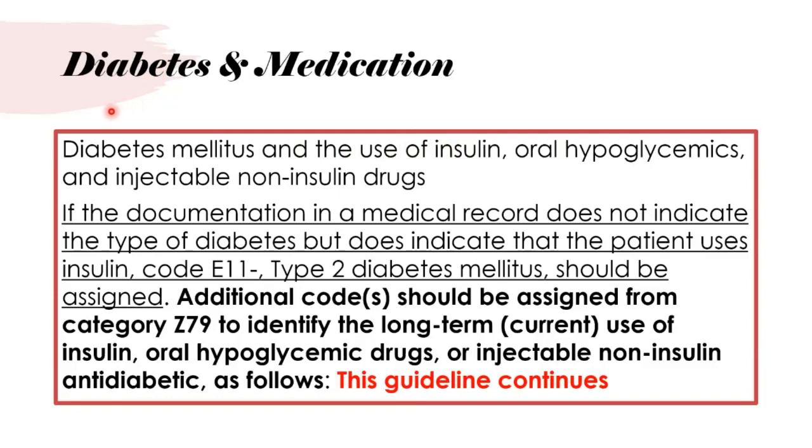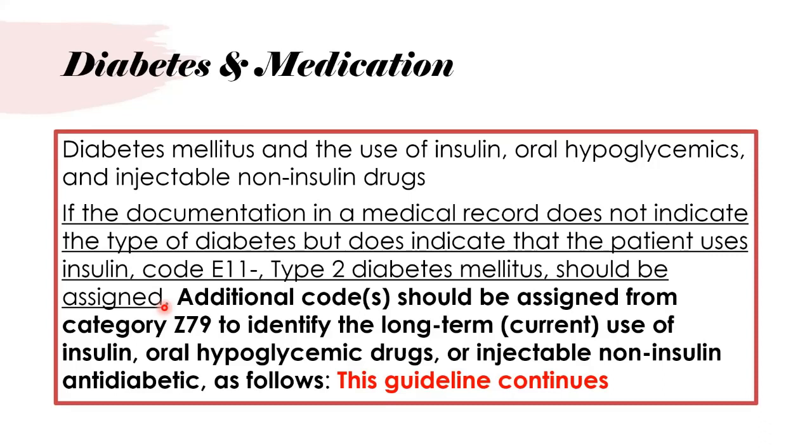Now, we're going to start covering the guidelines. And it says here, if the documentation in a medical record does not indicate the type of diabetes, but does indicate that the patient uses insulin, code E11, type 2 diabetes mellitus should be assigned. So if the medical record does not tell you the type of diabetes, but you see the patient takes insulin, you need to code from category E11. Now, this guideline is very important and it's going to follow you for the rest of the section.